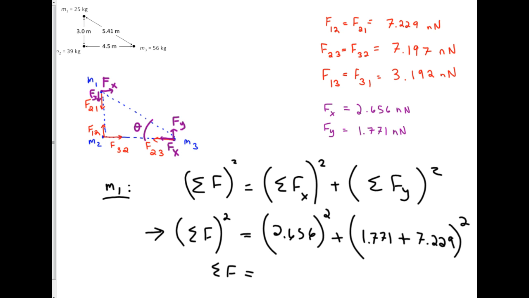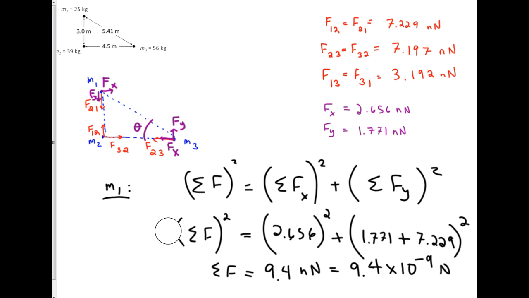The net force squared was about 88, and when I square root that, I get the net force equal to about 9. Now we can round for sig figs, so we'll say 9.4 nanonewtons. Or if we really wanted, we could go back to times 10 to the negative 9. And now I'm done for mass 1.